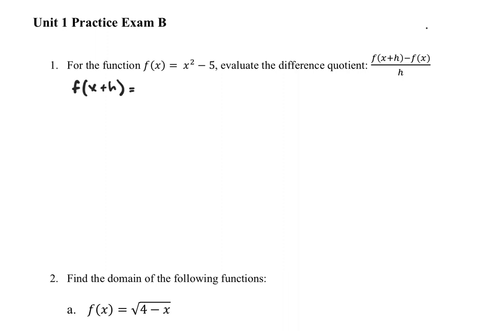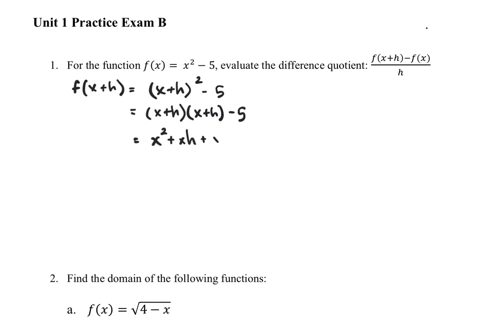F of x plus h. So I'm going to replace this variable with an empty parenthesis. So instead of x squared, it'll be parentheses squared minus 5. And I'll place x plus h in that parenthesis. And then x plus h squared means you multiply x plus h with itself. If you distribute those two together, you're going to get x squared plus xh plus another xh plus h squared. Subtract 5. So you have two xh terms.